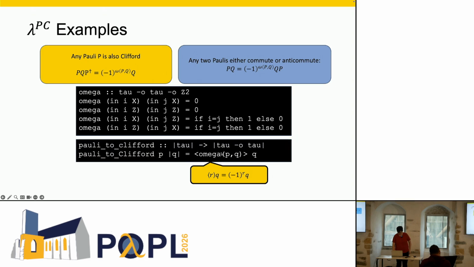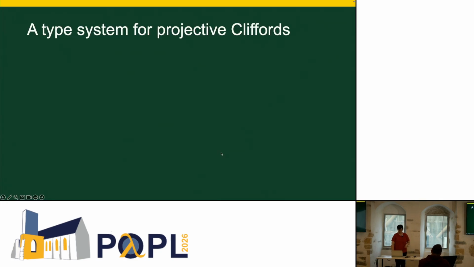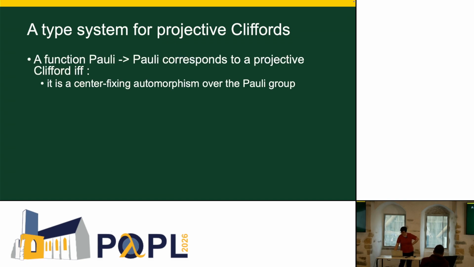Okay. So we're able to write down these functions, but I'd say there's still work to do because I haven't said anything about the type system. So how do we actually check that one of these functions does correspond to a valid projective Clifford? So what do I want from this type system?